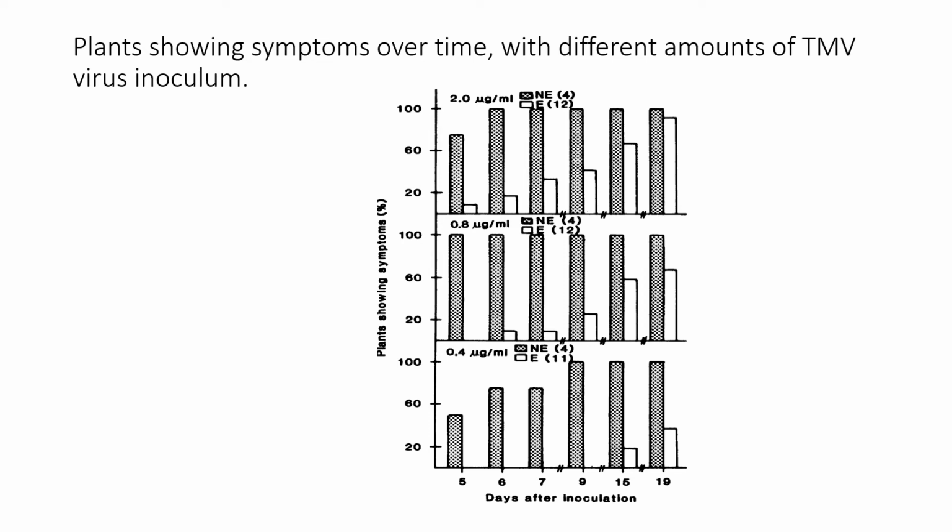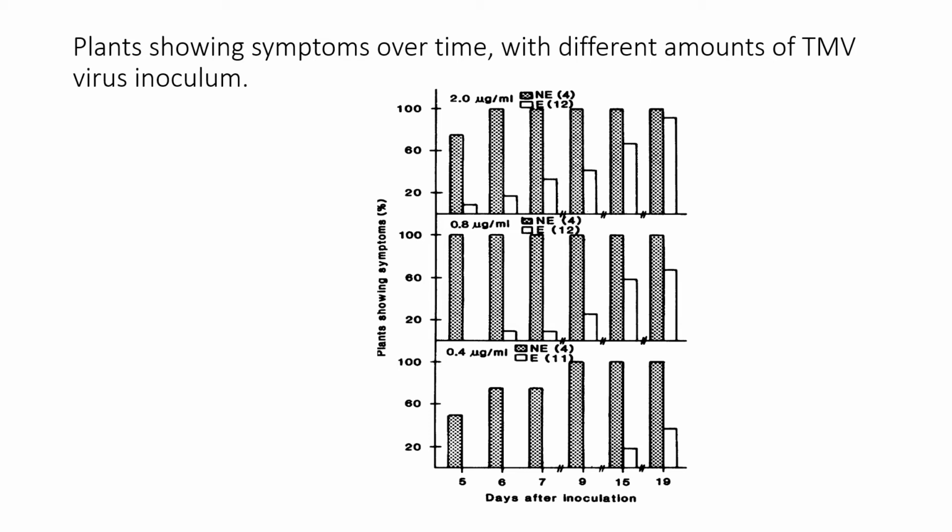Okay, so here are some of the results from these early experiments. What you're seeing is plants that have been exposed to different amounts of the virus. These are either transgenic or non-transgenic. The darkened bars are the non-transgenic plants. The clear bars are the transgenic plants. And you're using 3 different amounts or levels of the virus infection and carrying out your experiment for 19 days to look for signs of infection.